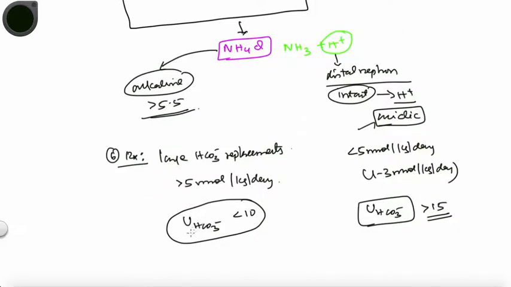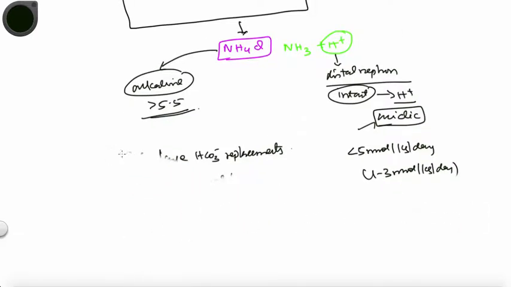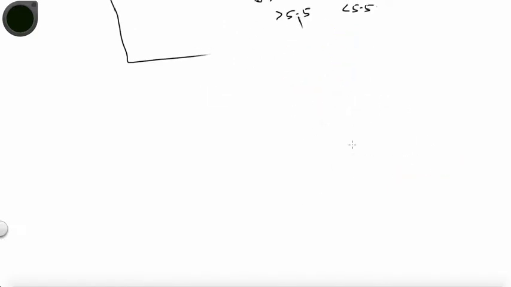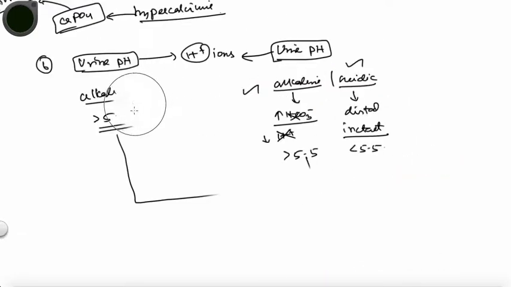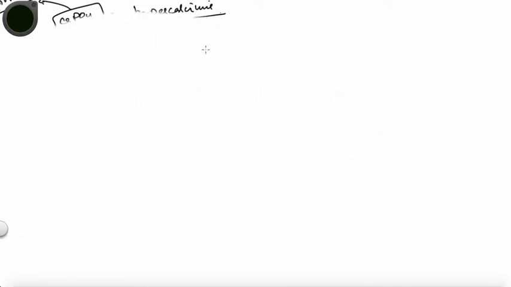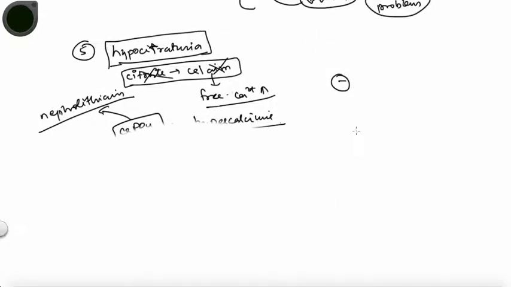And the most important next thing is knowing about the causes of renal tubular acidosis. I'm going to tell a few of the causes of type 1 and type 2 renal tubular acidosis. Let me erase this and go back to the top.